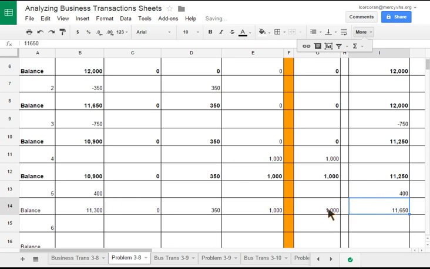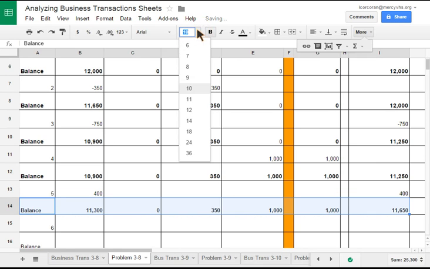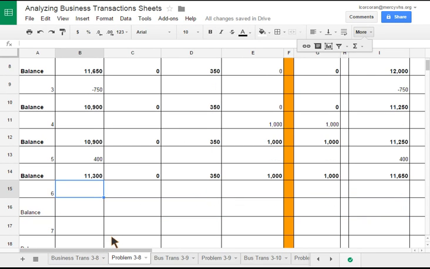So when I add these two sides up, both sides should be equal to $12,650. If that's not the case, then we're doing something wrong. Again, we have to go back in and look. They both equal $12,650, so I'm going to highlight that and just adjust the size again. I'm going to make it bold, and there we go, so it's easier for us to see.